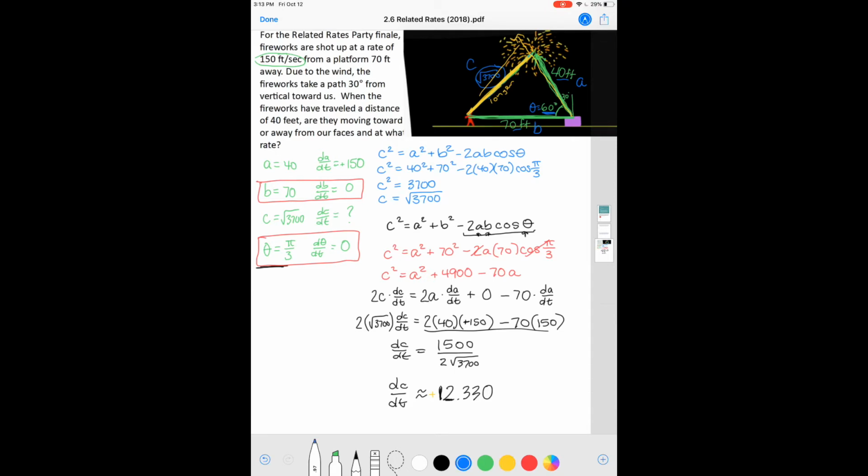And so if I were going to write this in a complete sentence, I would say that the fireworks are moving away from our faces at a rate of 12.330 feet per second. I love related rates.